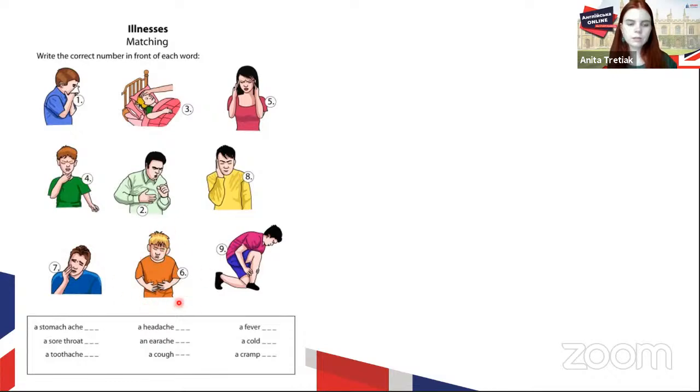Number 6 here. Yeah, that's stomachache for sure. And the last one, number 9 right there. It's a cramp. Yeah, that's true. That was a cramp. So you were right. These are these types of different illnesses. Yeah, what can happen?